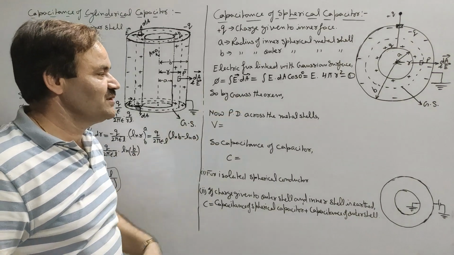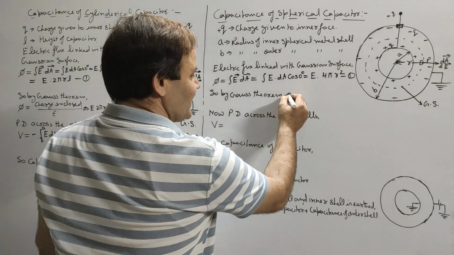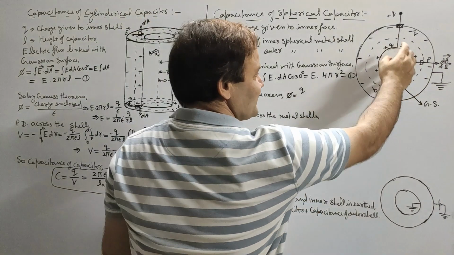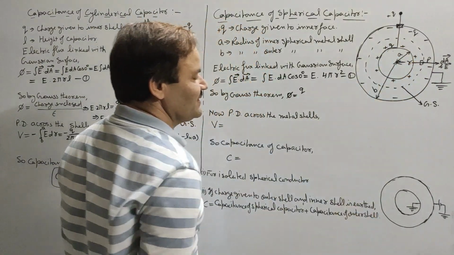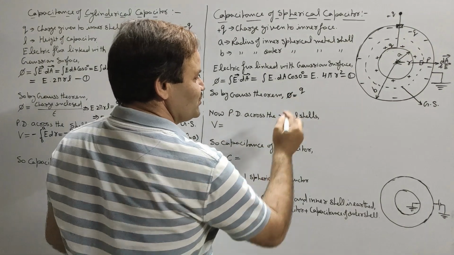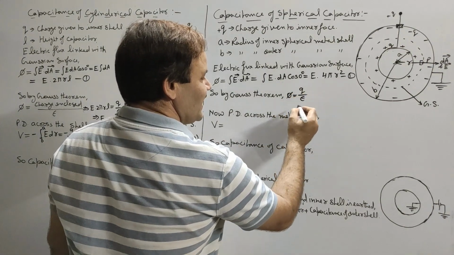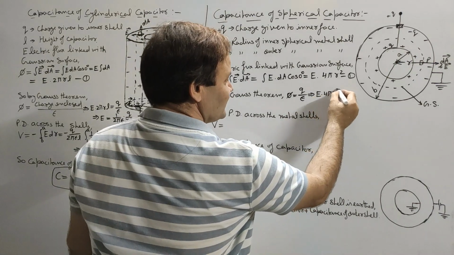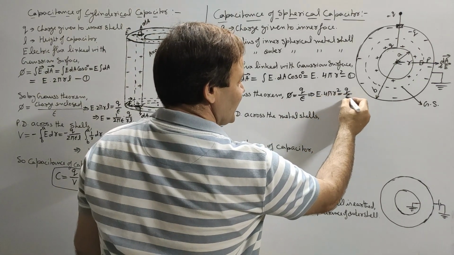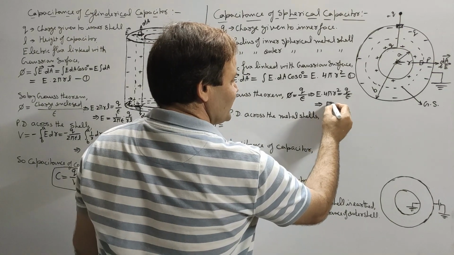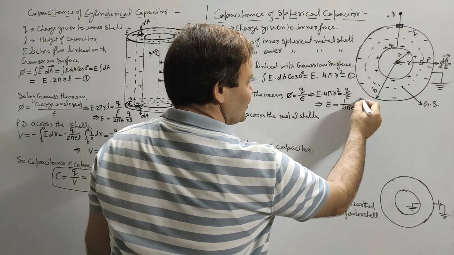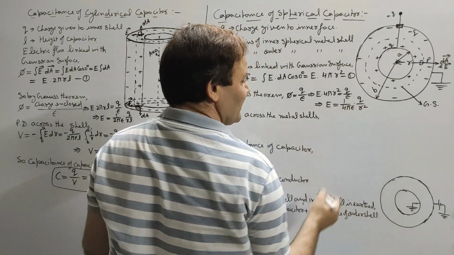Now by Gauss theorem, the flux phi will be charge enclosed. Charge enclosed by Gaussian surface will be the charge possessed by inner shell. So Q, charge enclosed, divided by epsilon. This means E into 4 pi r square is equal to Q upon epsilon, or you may say E is equal to 1 over 4 pi epsilon Q upon r square.